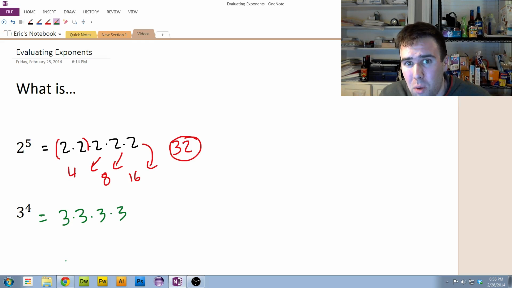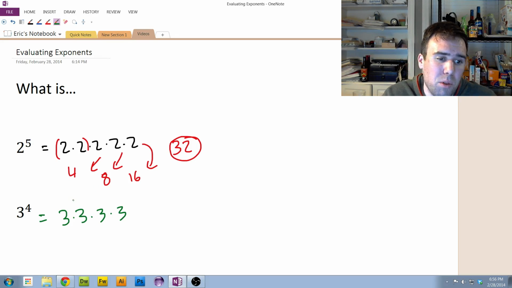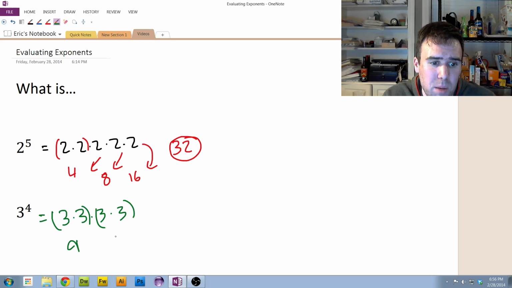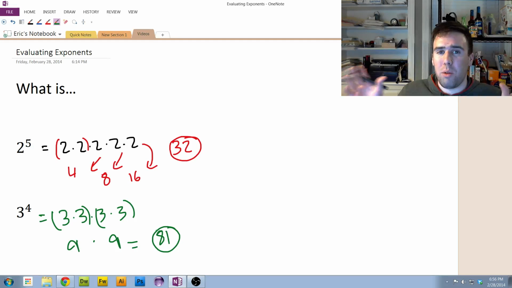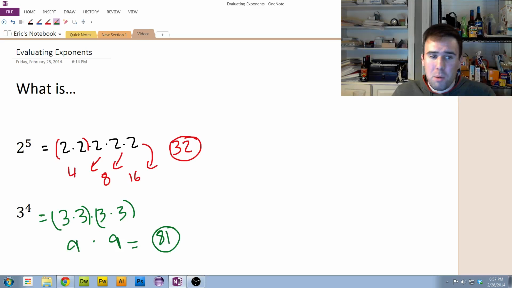Now let's say you don't want to go one step at a time. You can actually do chunks of it and multiply those chunks together. I could say 3 times 3 is 9. This 3 times 3 is 9. And I have to multiply those two 9s to get 81. So notice I didn't necessarily go in order, but I broke the whole thing into 2 chunks and just multiplied the chunks together. And you'll always be able to do that with exponents.